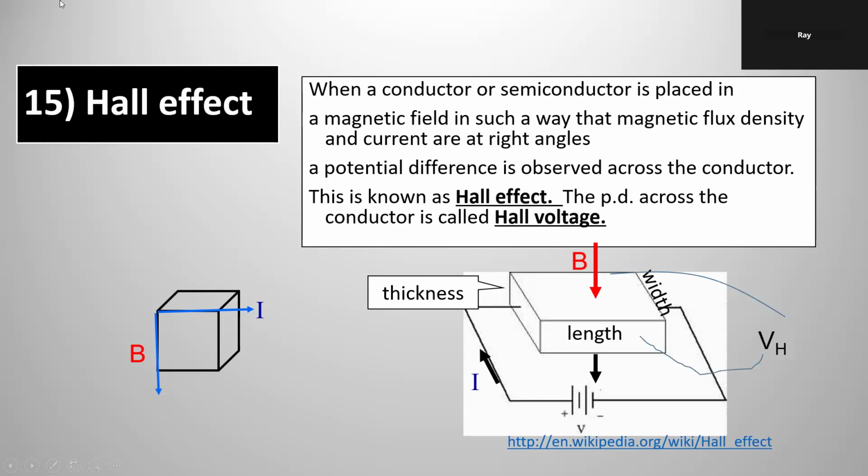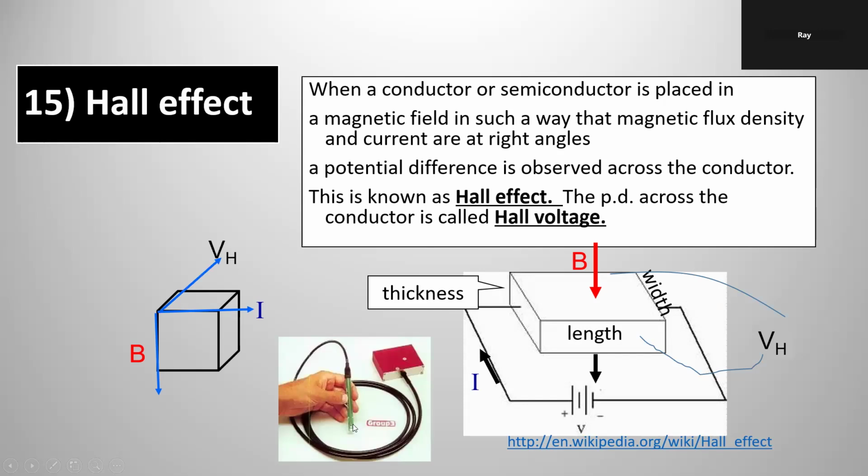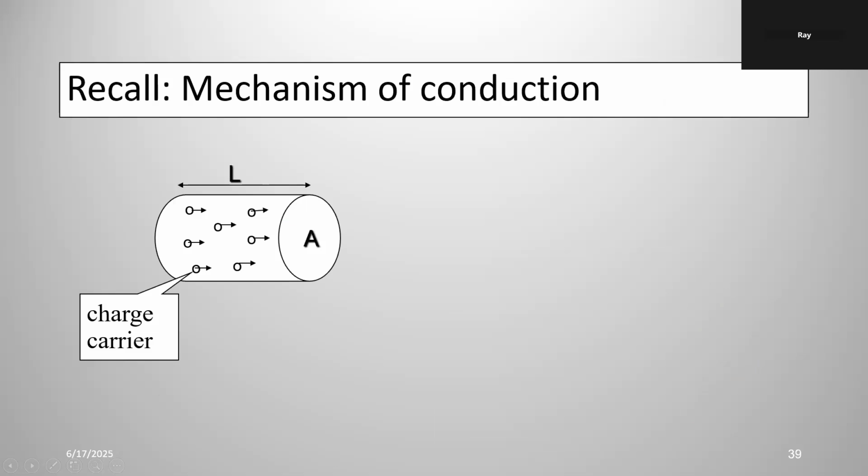That's how we measure across this surface: current on this surface, magnetic field on this surface. So on the perpendicular surface, we measure the Hall voltage. That's how it looks like. That's the conductor, this is usually a semiconductor. This apparatus for measuring is called a Hall probe. Mechanism of conduction.